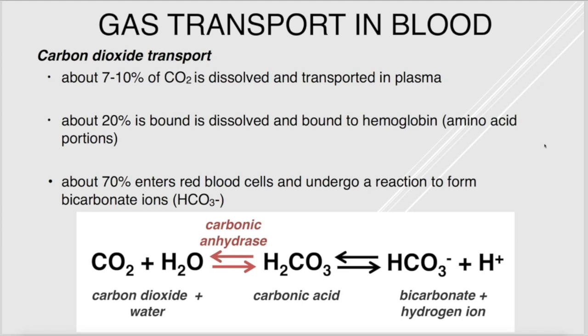But the vast majority of CO2 is going to enter these red blood cells and undergo a chemical reaction, and this is the carbonic anhydrase reaction. So CO2 and water, in the presence of an enzyme known as carbonic anhydrase, will form carbonic acid and bicarbonate. So basically what we're saying here is most of the CO2 will enter red blood cells and become bicarbonate, which we know is a base.